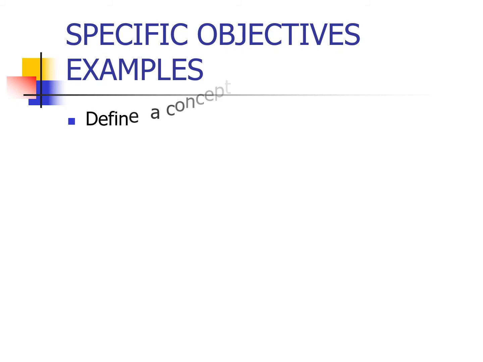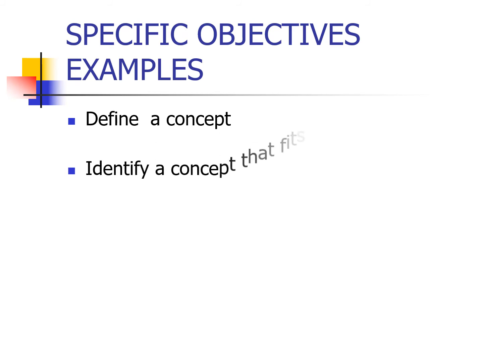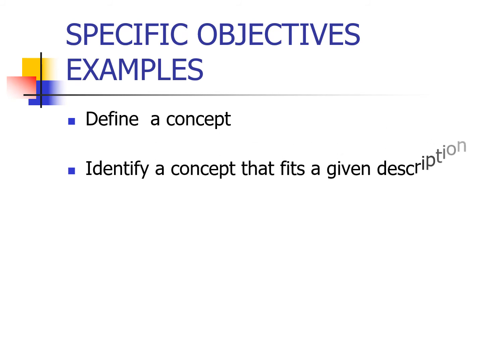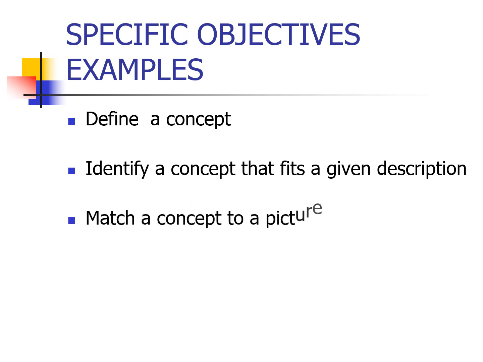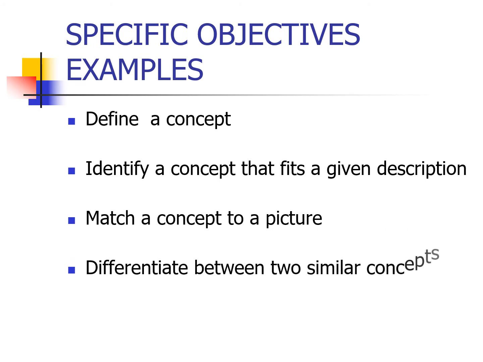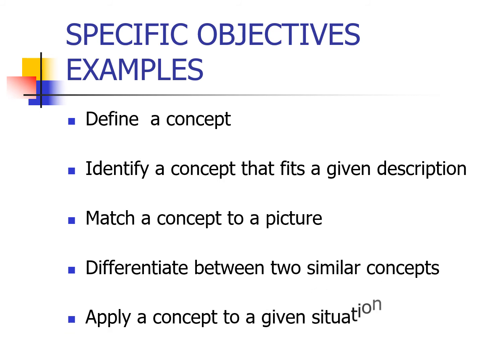Some specific objective examples are define a concept, identify a concept that fits a given description, match a concept to a picture, differentiate between two similar concepts, and apply a concept to a given situation.